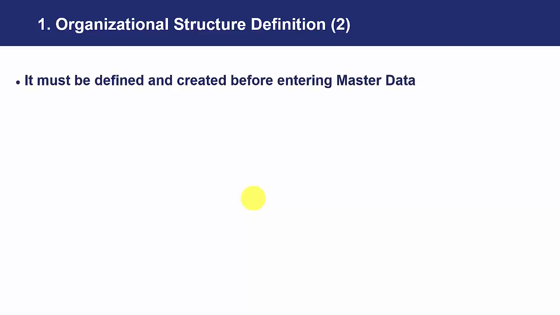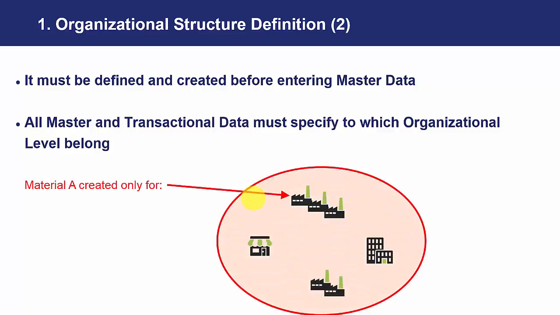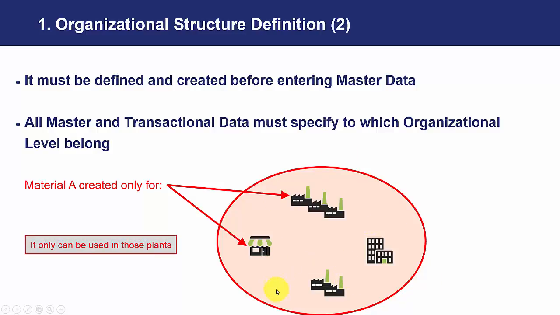Of course, it must be defined before entering master data and transactional data. All master data and transactional data must specify to which organizational level they belong. So, for instance, if we create a material for a factory or for a group of factories, then for a distribution center, then it won't be possible to use it in other offices or factories. Okay, so it restricts its use, and all transactional data are related to where it is used.